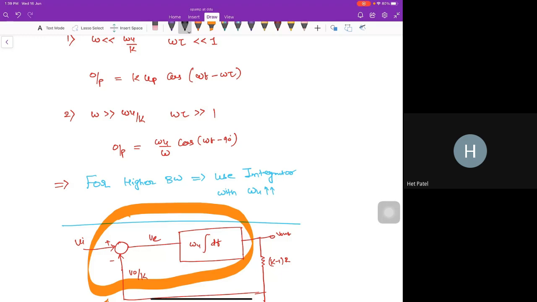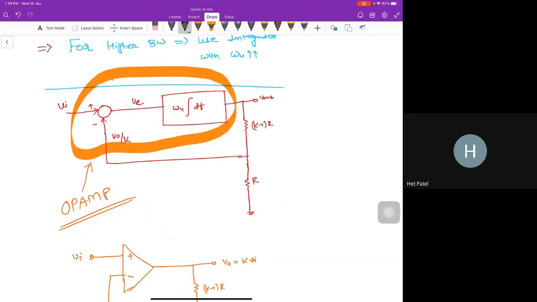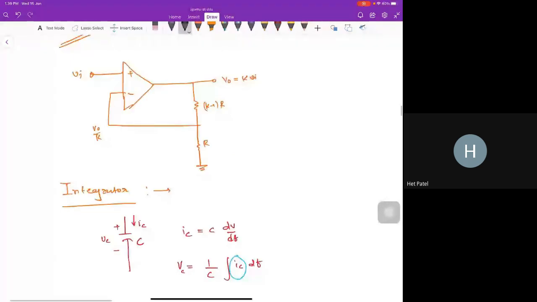So for higher bandwidth, I need higher omega u. That means my op-amp's omega u must be higher. The integration rate is higher. So this thing is an op-amp. Actually, we are taking two different signals, generating an error, and passing it to the integrator. This is an op-amp, right? So I have noted that.